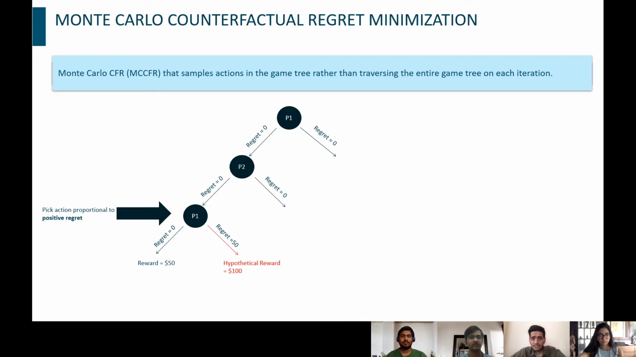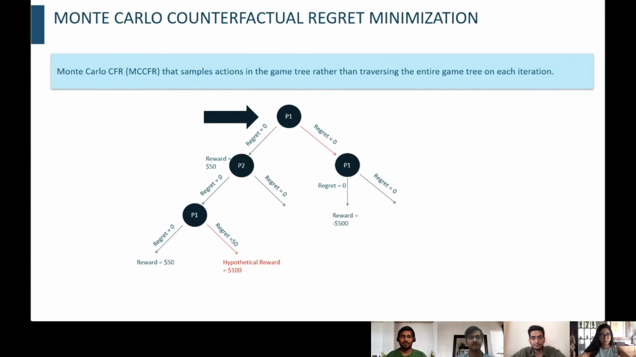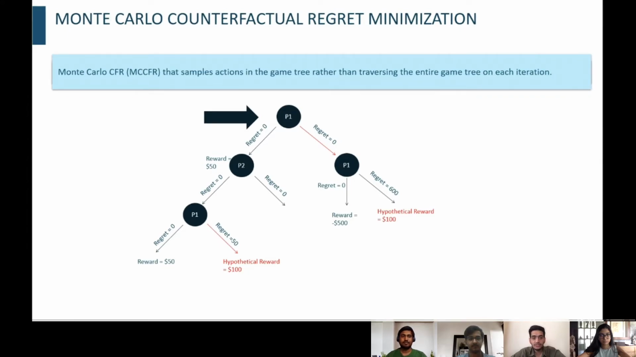We are able to obtain these hypothetical rewards because we are in a self-play setting. Player 1 is playing against a copy of itself, so it knows that if it had gone right then player 2 would have done this and player 3 would have done this, and eventually a reward of 100 would have been received. Now if they had gone right, maybe they would have encountered another player. One node in this situation would have chosen to go left. They would have received a reward of minus 500. Now, if they had gone right, instead they could have received a reward of 100, so the regret of that action increases to 600.